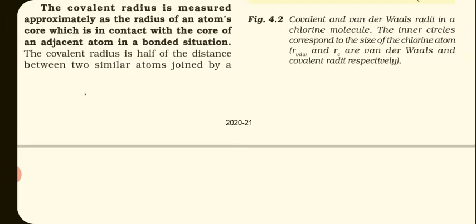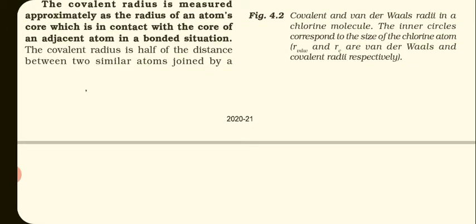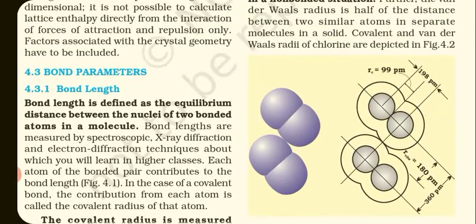So what is covalent radius? Covalent radius is measured approximately as the radius of an atom core which is in contact with the core of an adjacent atom in a bonded situation. Means there is a covalent bond between those two atoms. The covalent radius is half of the distance between two similar atoms joined by a covalent bond. Bond length is generally measured in picometer, meaning 10 raised to power minus 12 meter.